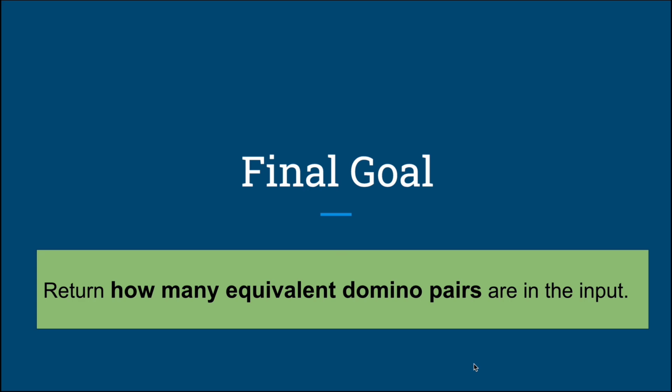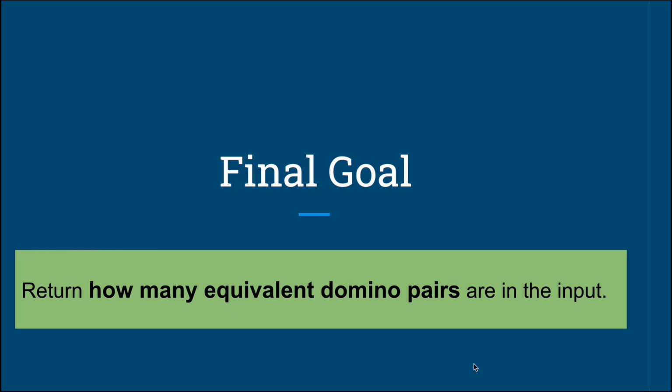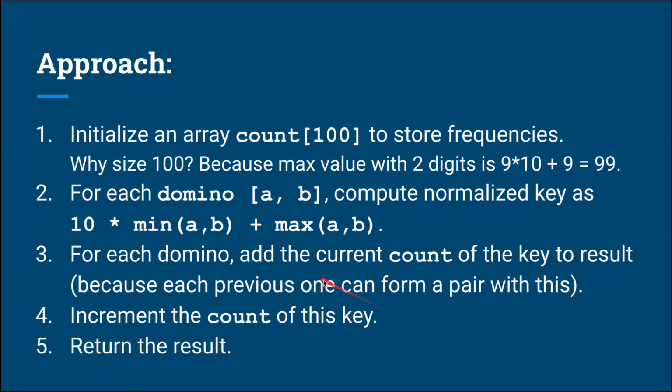So here is the trick. What is the trick? Since A, B is the same as B, A, we need to normalize them. So we'll always store them as 2-digit numbers, and so the key will become 10 into min of A comma B plus max of A comma B. This example tells everything.